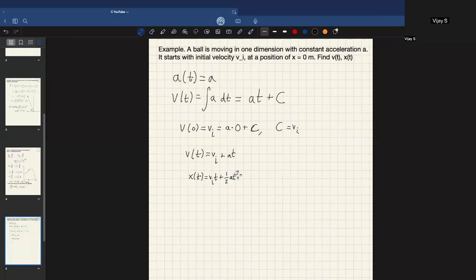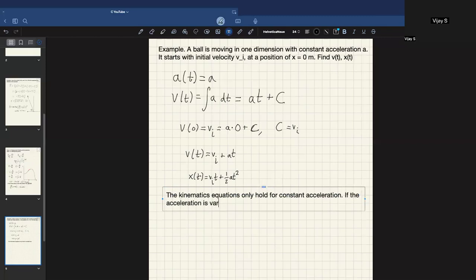Now, I want to emphasize something. This is something that should have been heavily emphasized in your physics class when you took AP Physics 1, but the kinematics equations only hold for constant acceleration, right? If the acceleration is varying as time goes on, you can only use the calculus definitions.